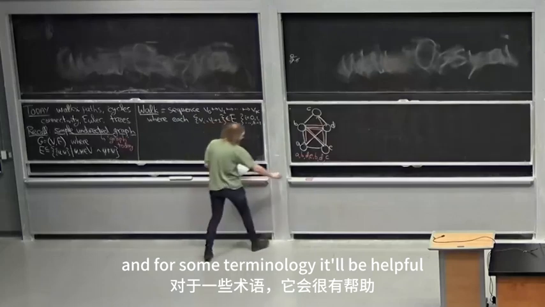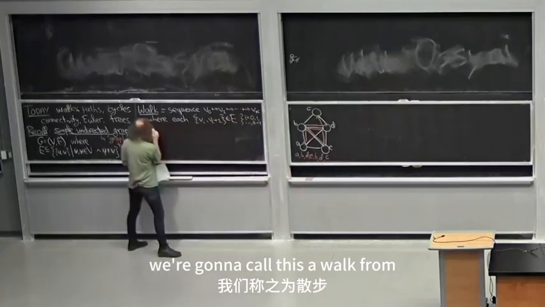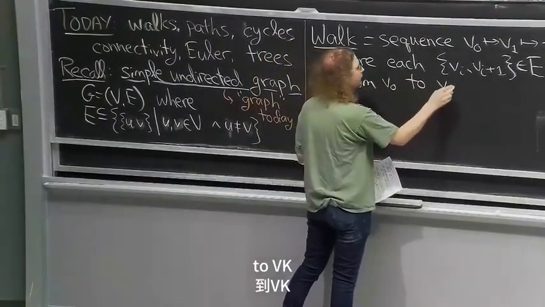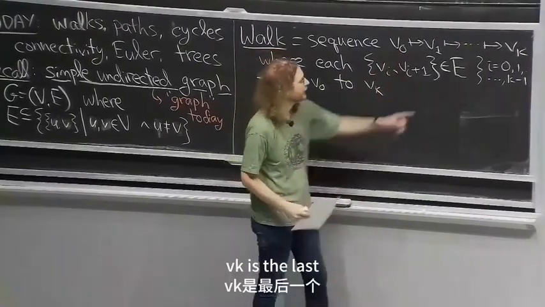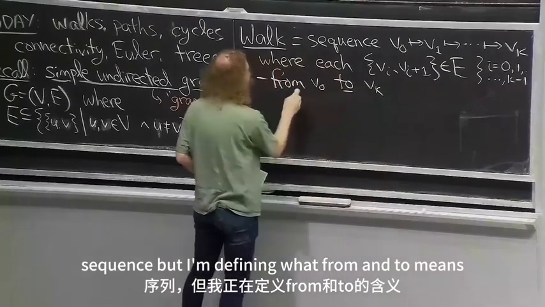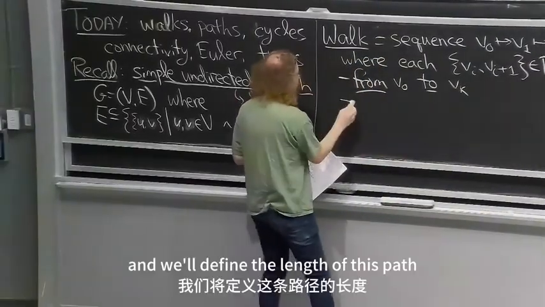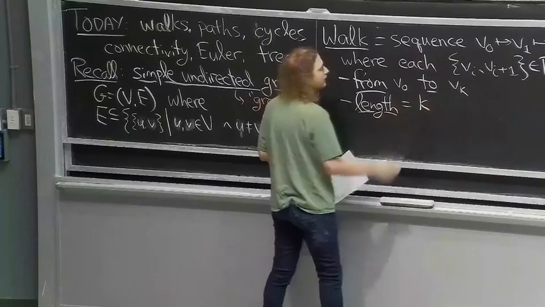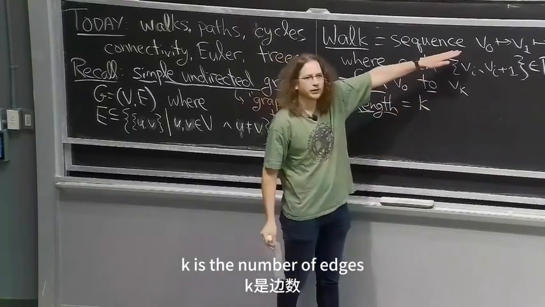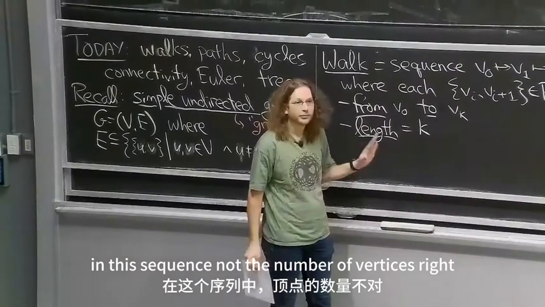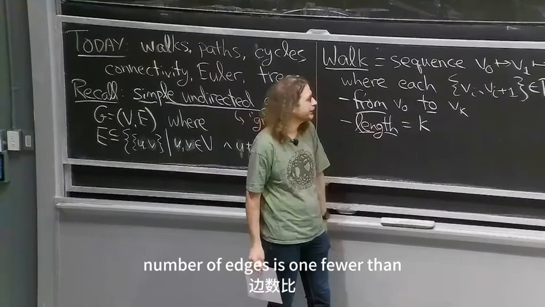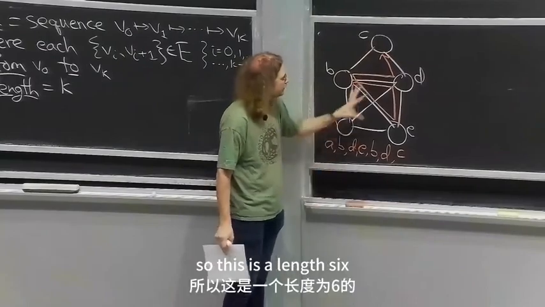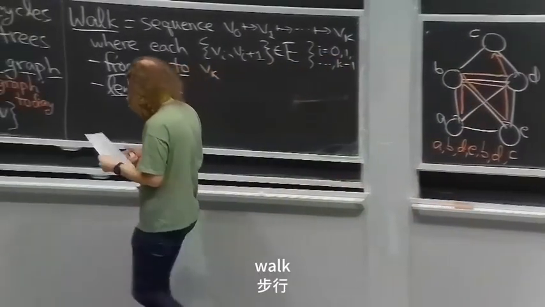And for some terminology that would be helpful, we're going to call this a walk from v0 to vk. v0 is just the first vertex in the sequence. vk is the last vertex. But I'm defining what from and to means. And we'll define the length of this walk to equal k. k is the number of edges in this sequence, not the number of vertices. Right? Number of edges is one fewer than the number of vertices. So in this example, we have 1, 2, 3, 4, 5, 6 edges. So this is a length 6 walk.